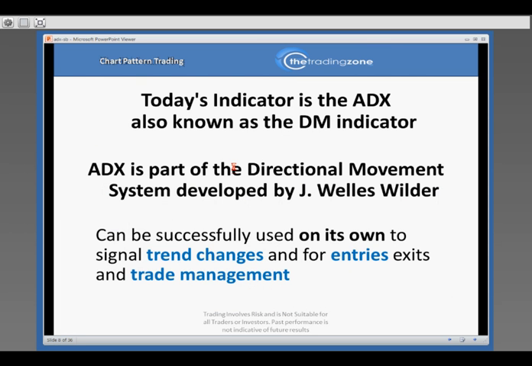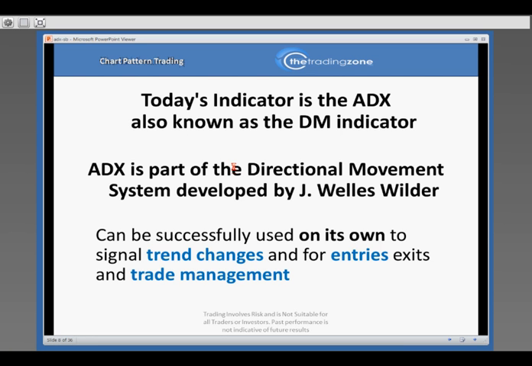So the indicator I'm going to talk to you about today, some of you may have encountered it before. Some of you may use it currently. Some of you perhaps have never heard about it. It's called the ADX, also known as the DM indicator. The ADX stands for average directional movement. DM stands for directional movement, or DMI. And it was originally invented by Wells Wilder, who is a very well-known figure in the trading sphere.